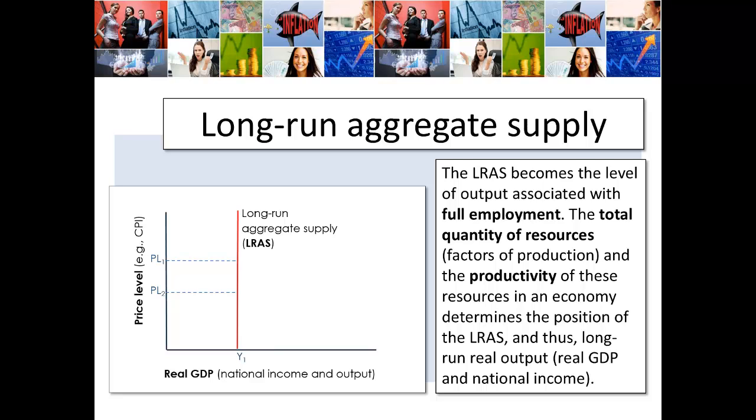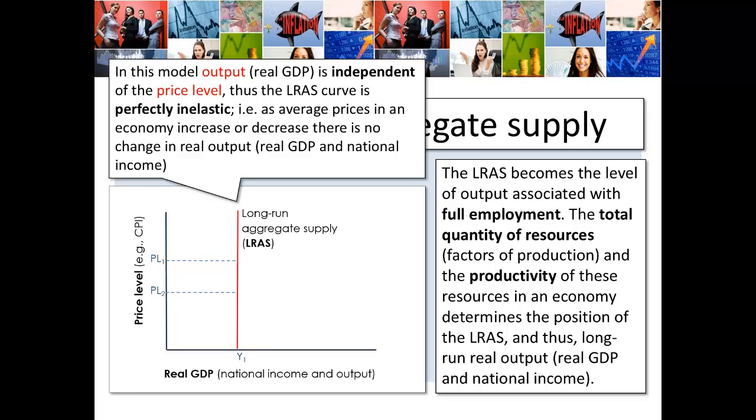The price level does not affect the long run aggregate supply curve. So in this model, output, real GDP, is independent of the price level, and this is the reason why LRAS is perfectly inelastic, vertical, straight up and down. As prices in an economy increase or decrease, there's no change in the real output of that economy.